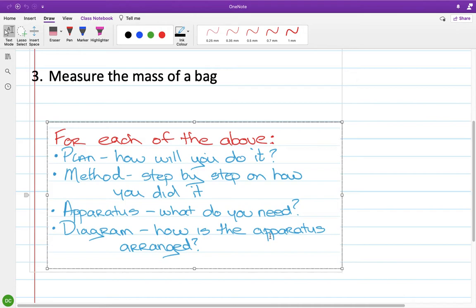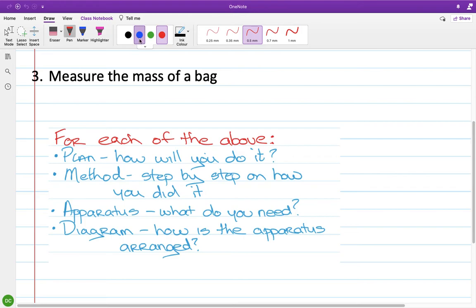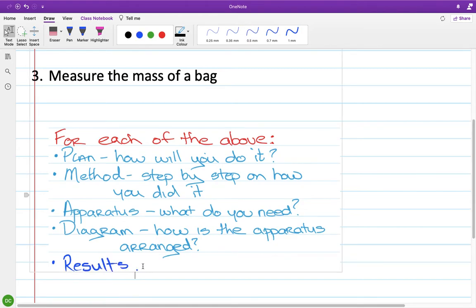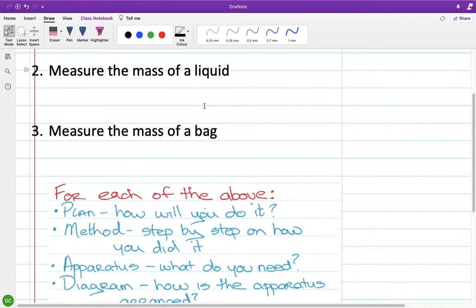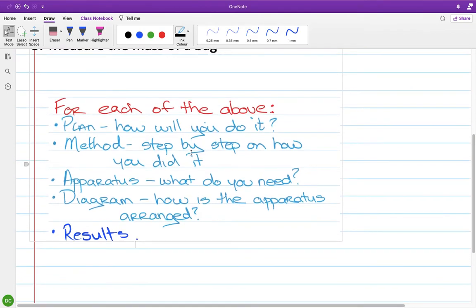And then what I would like, I'm just going to add it in here, I would also like your results. So what was the mass of whatever your solid was? You'll need to tell me what it was, like, was it a copy? Just so I have an idea. What was the mass of your liquid? And what was the mass of your bag, your awkward large object?